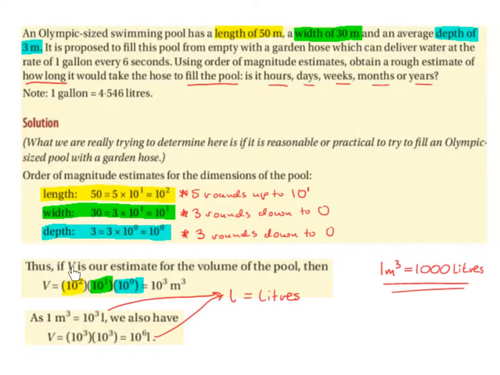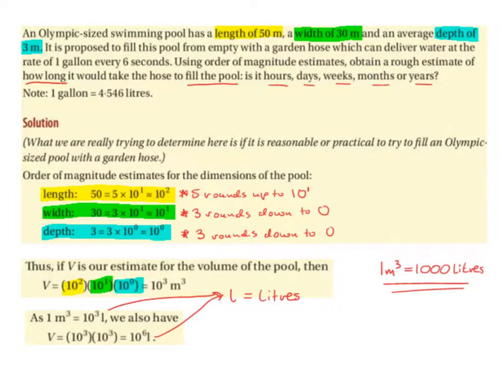Thus, if V is our estimate for the volume of the pool, remember the volume of a cuboid is the length times the width times the height, or in this case the length times the width times the depth, we end up with the volume being 10 squared, which we got from here, multiplied by 10 to the power 1, which we got from here, multiplied by 10 to the power 0, which we got from here. 2 plus 1 plus 0 is 3, so we get 10 to the power 3 metres cubed.